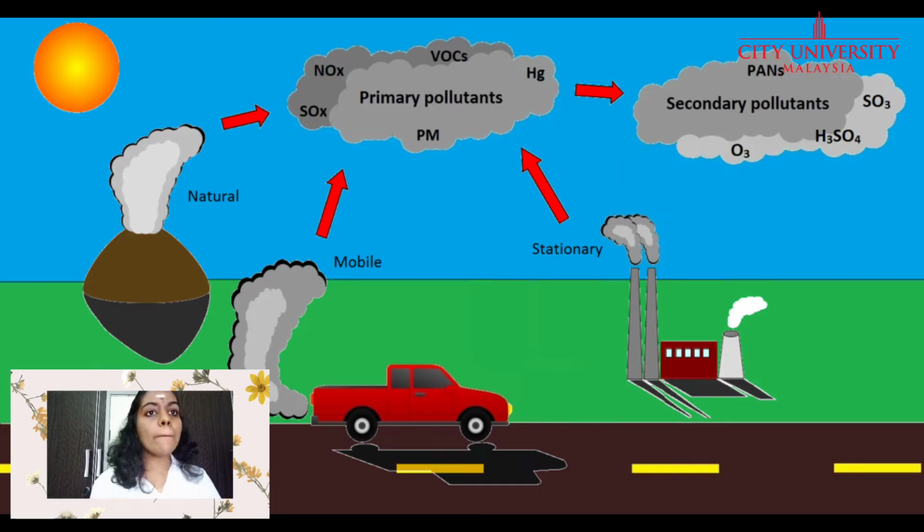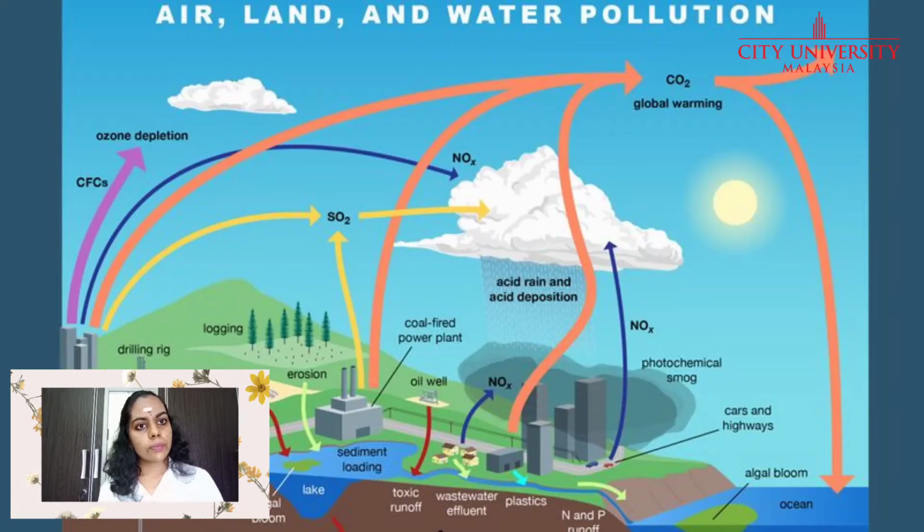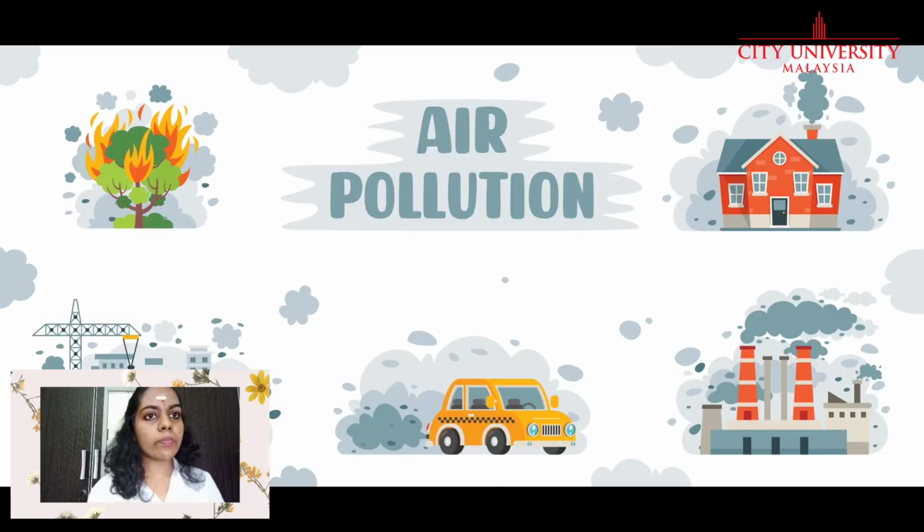Like pollution, pollutants can also be in various forms. This is evidenced by different types of pollutants including nitrogen oxides, sulfur oxides, particulate matter, ground-level ozone, volatile organic compounds, mercury, and also peroxyl nitrates. Now, allow me to discuss the types of pollution in Malaysia that contribute to the environmental destruction.